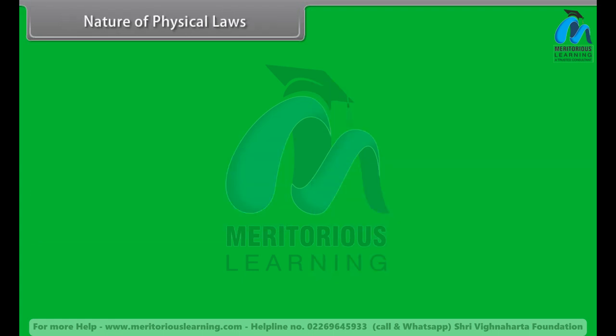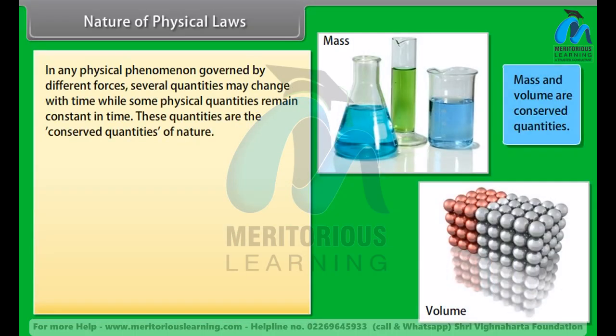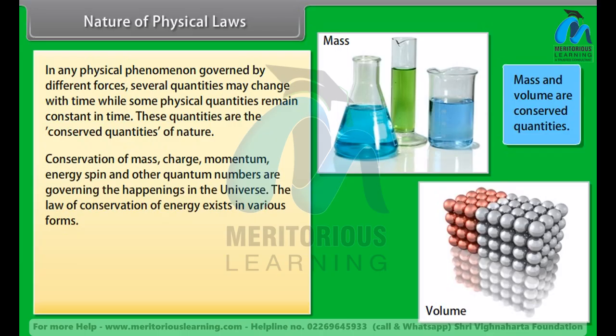Nature of physical laws. In any physical phenomenon governed by different forces, several quantities may change with time while some physical quantities remain constant in time. These quantities are the conserved quantities of nature. Conservation of mass, charge, momentum, energy, spin, and other quantum numbers are governing the happenings in the universe.